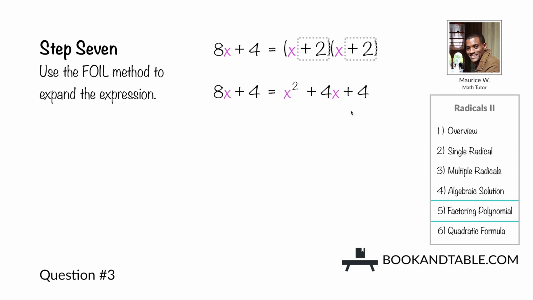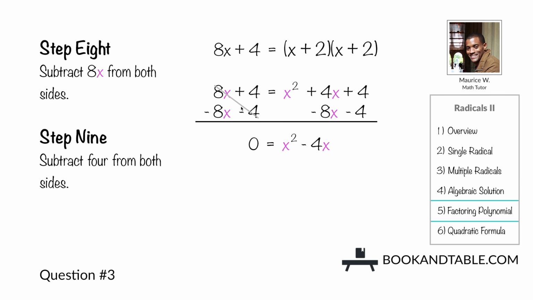So for steps 8 and 9, you want to subtract 8x from both sides and subtract 4 from both sides so that we can be left with 0 on one side of our equation. And now on the right side, we have x squared. 4x minus 8x is negative 4x. And 4 minus 4 is 0, so those cancel out. So we are left with the polynomial 0 is equal to x squared minus 4x.